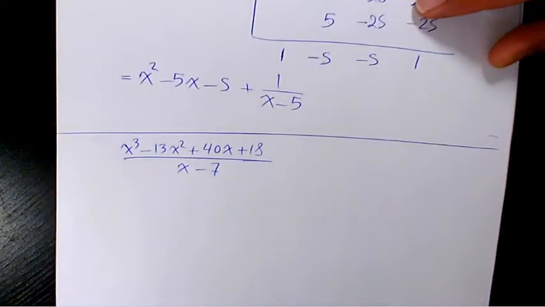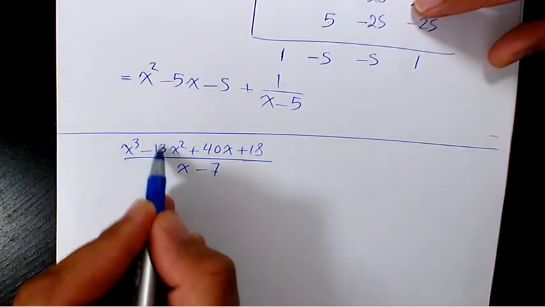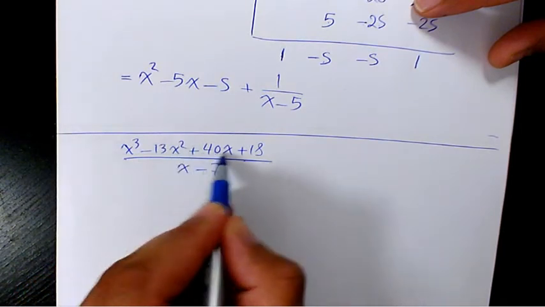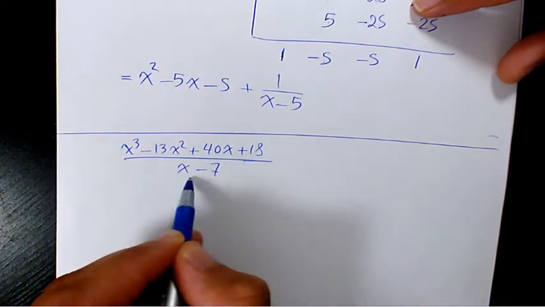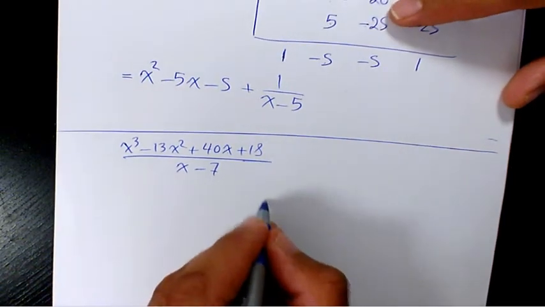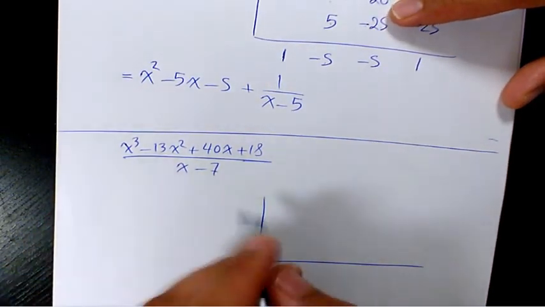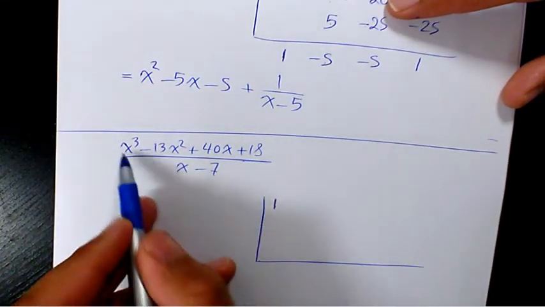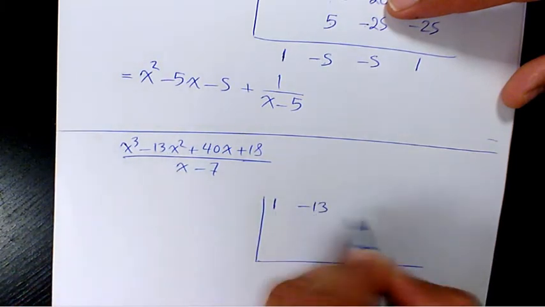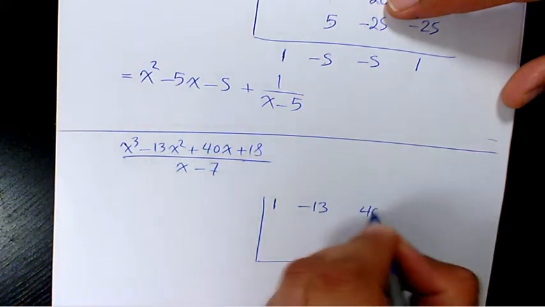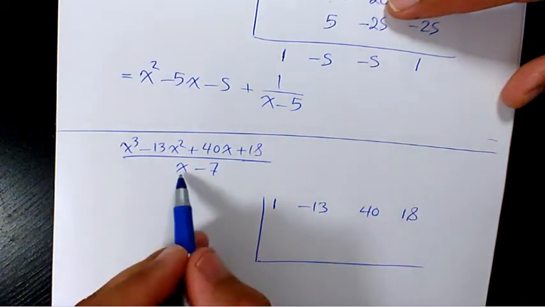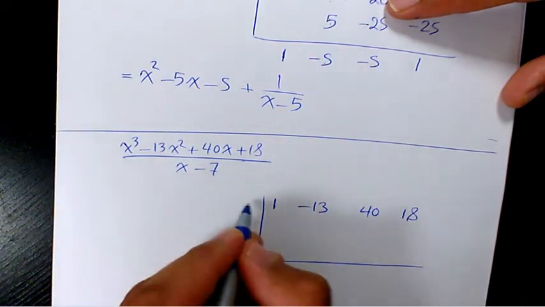Next one is going to be x cubed minus 13x squared plus 40x plus 18 divided by x minus 7. So write the coefficients. The first one is 1. The second one is negative 13. The third one is 40. And this one is 18. The root of the denominator is positive 7.